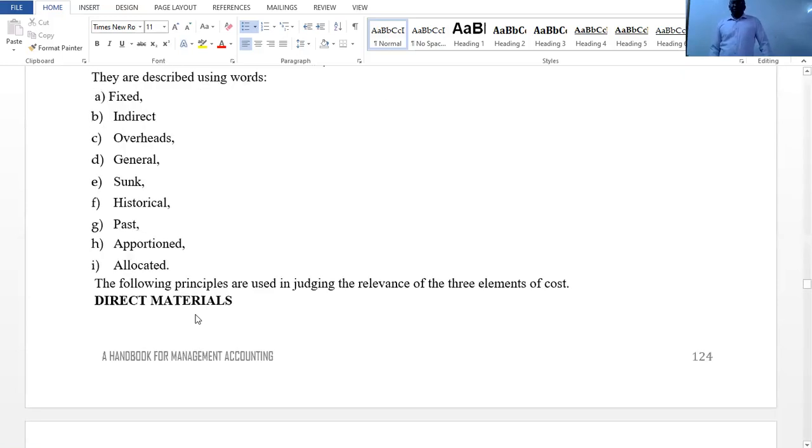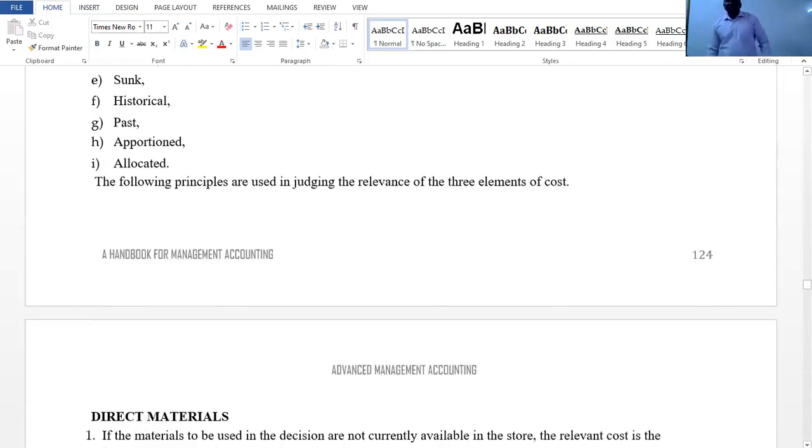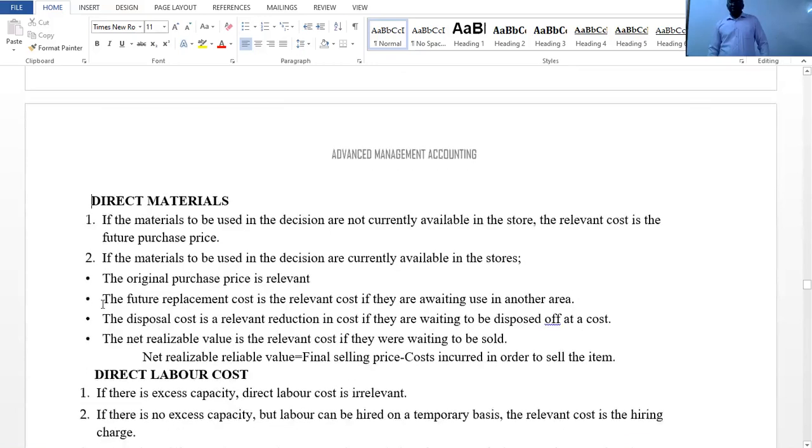Now, the following principles are used in judging the relevance of costs. Number one, materials: direct materials costs.